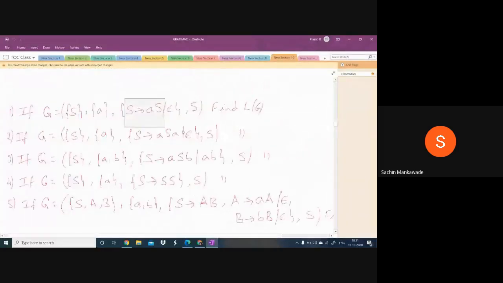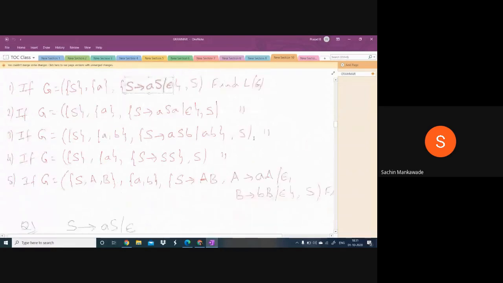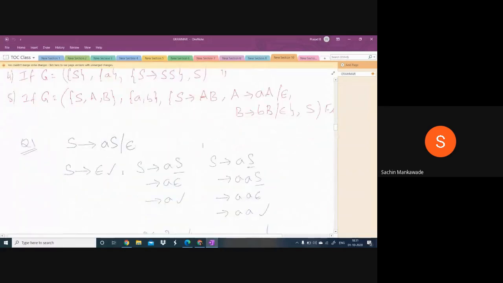This is the first grammar. S derives AS and epsilon. These are the productions. Whenever a grammar is given, first find the smallest string that can be derived from the grammar. S derives epsilon, so epsilon is the smallest string. Then S has one more production, that is AS. In S place, if you substitute epsilon, then A followed by epsilon is A. A is a terminal string derived from S. Next, S derives AS. In S place, again AS. Now in S place, epsilon. Now A A epsilon is A square.